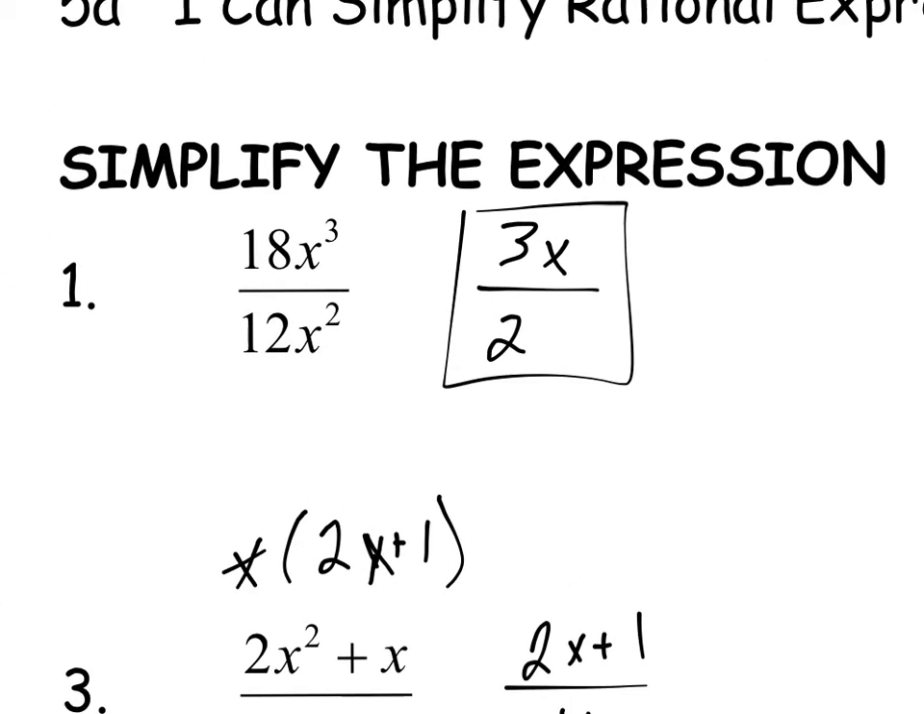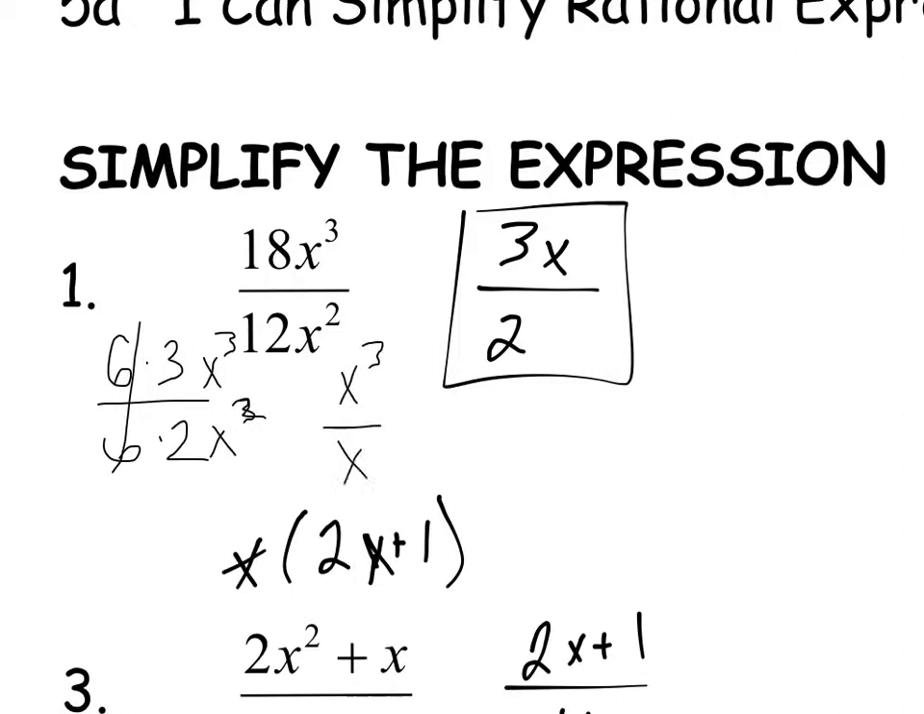Alright. Number 1, 18x to the third over 12x to the second. 18 and 12, if you take out a 6 from each of those, you can almost see it like this. 6 times 3 over 6 times 2, with that x to the third and the x squared. Those 6's will cancel, and x to the third over x squared just leaves you with an x on top, right there. Alright, that's number 1.